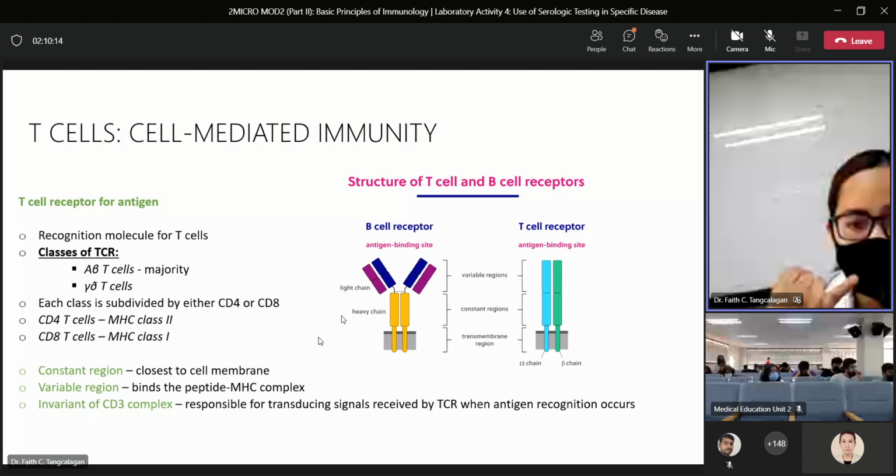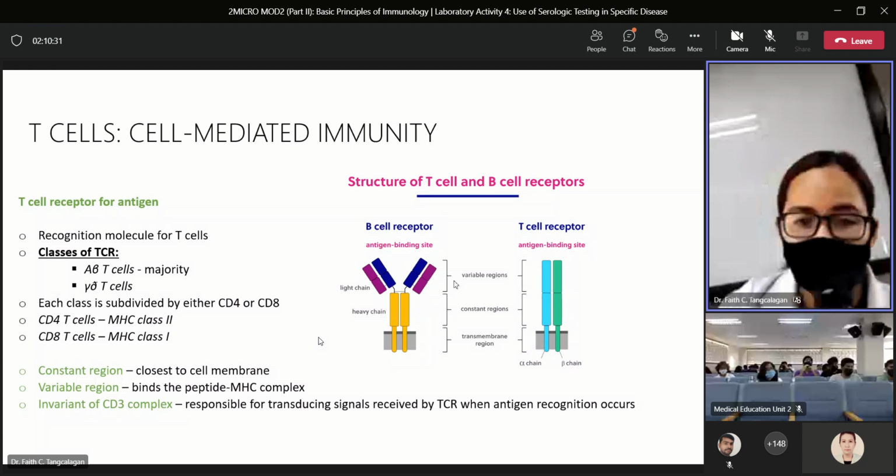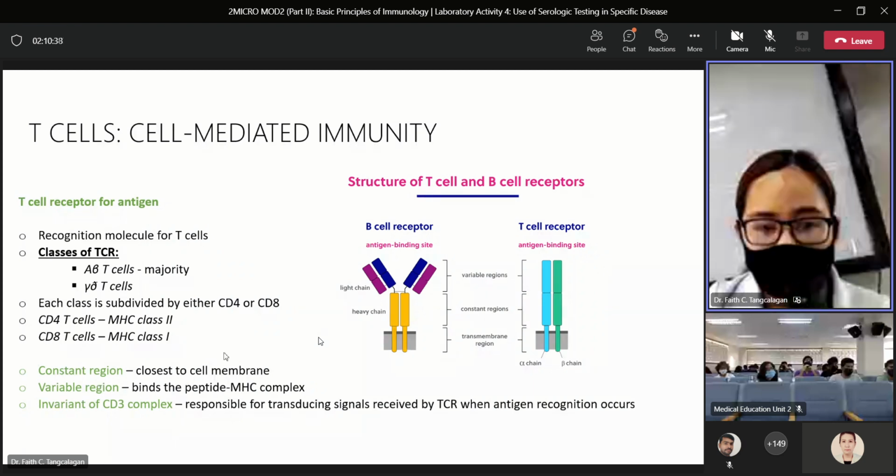Why does the B cell receptor have light chain and heavy chain? Because your light chain, that's your antigen binding site, diba? Your heavy chain has the immunoglobulins. Okay, that's why the structure is more complex. While your T cell structure is just simple, only variable and constant region, plus the invariant CD3 complex, which is responsible for transducing signals. Okay.